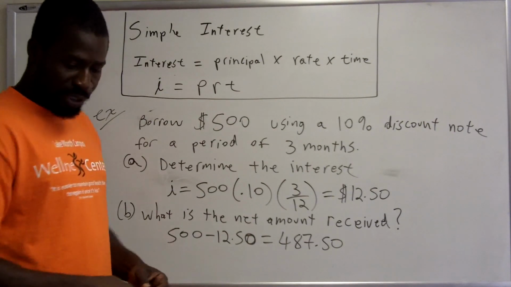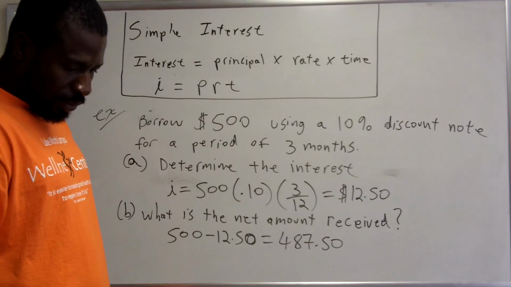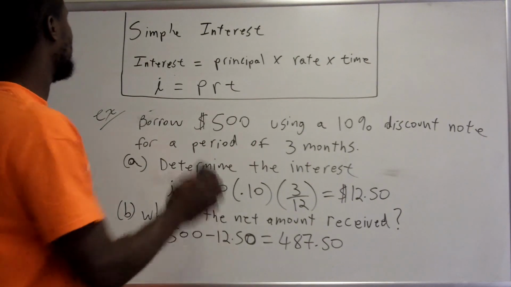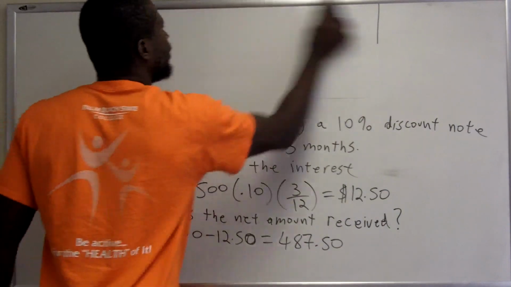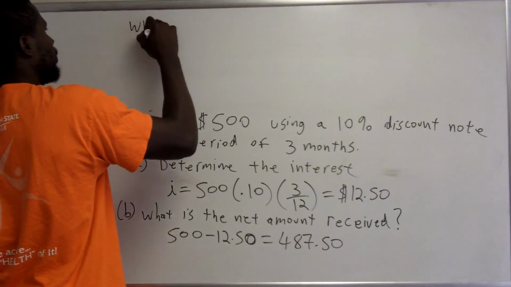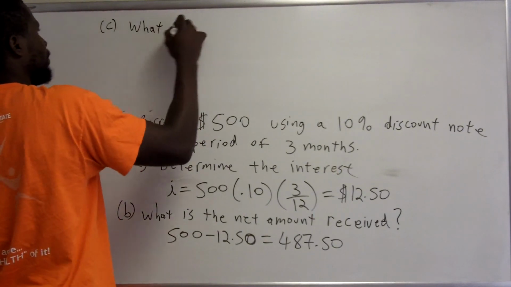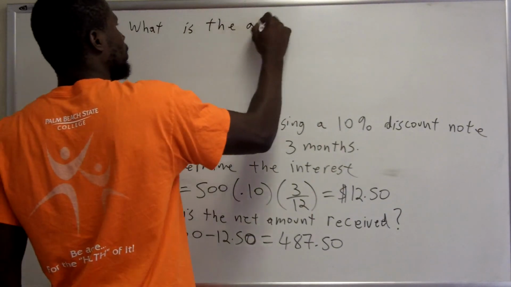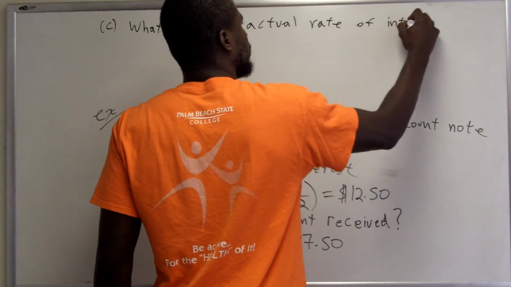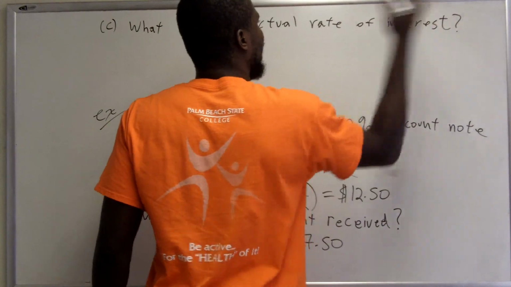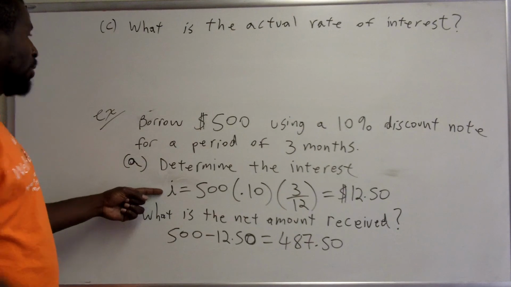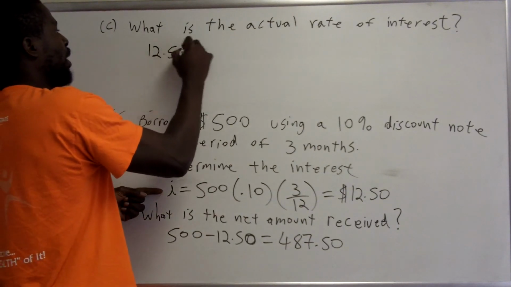All right? So here's the last question now. What is the actual rate of interest for this loan? So let's find out. Let's do part C. So what is the actual rate of interest? Well, let me see. The interest that I paid is $12.50. That's how much I paid.